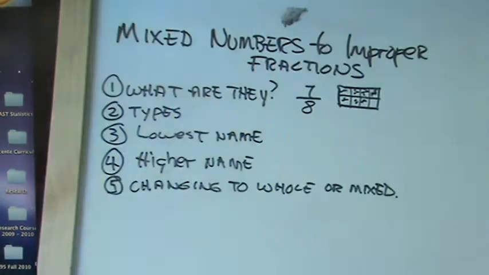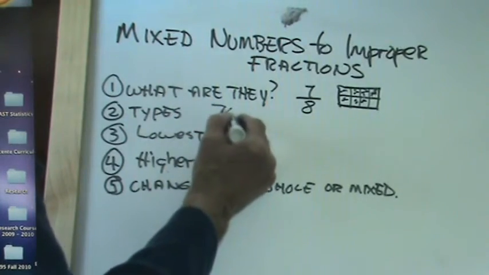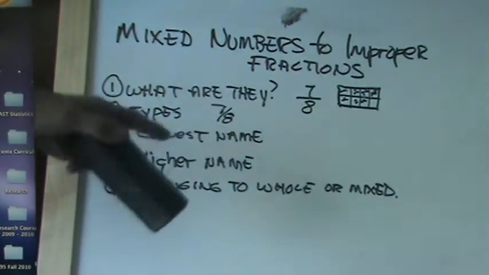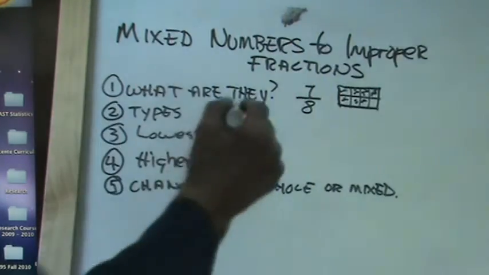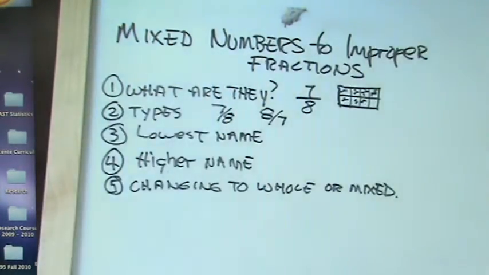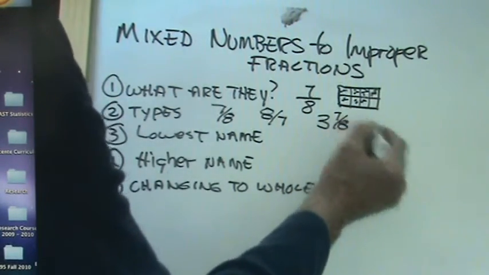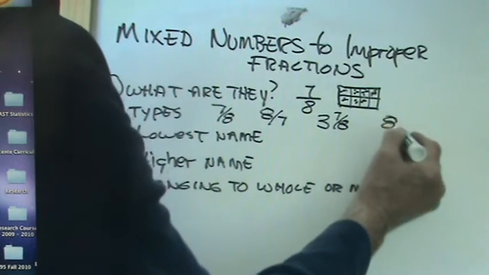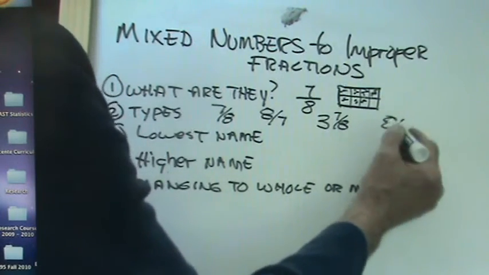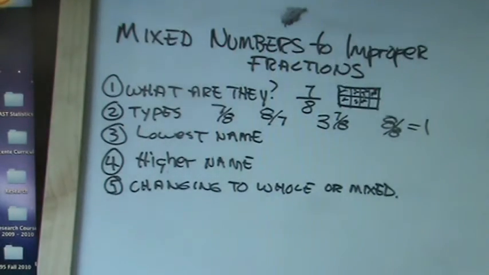Okay, 7/8. We know types of fractions, so we have proper fraction where the numerator is smaller than the denominator. Improper fraction, mixed number, and also that special kind of fraction where the numerator and denominator are equal, and that kind of a fraction is always equal to 1.